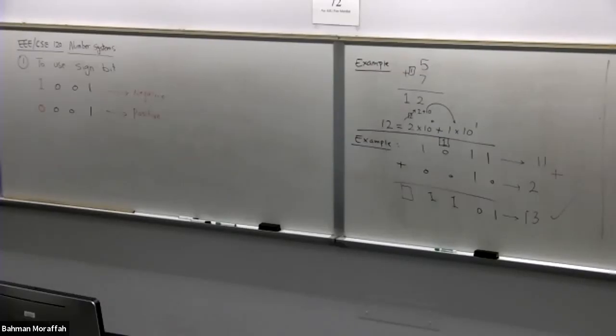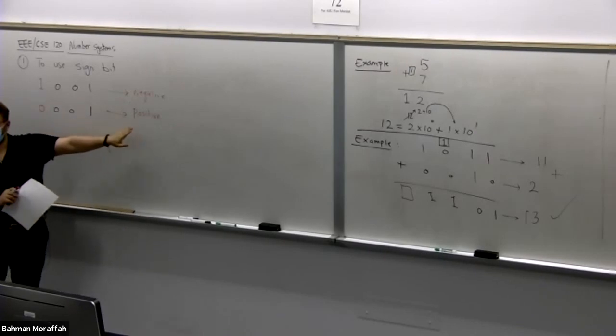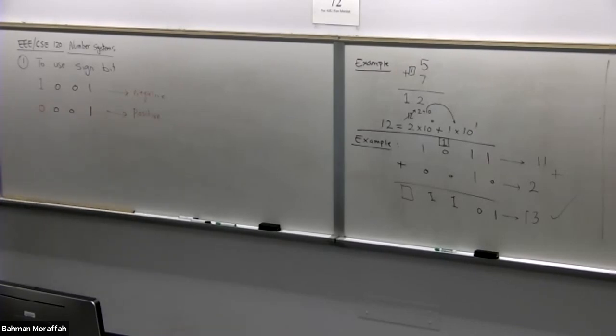Let's look at another way of doing that. That's called offsetting. We're going to do that. That's going to be necessary. But over here, what do I have? If I see the first bit, okay, and if it's 1, then that's a negative number. And if it's 0, it's a positive. What is the problem with this? There's a very huge problem with this one.